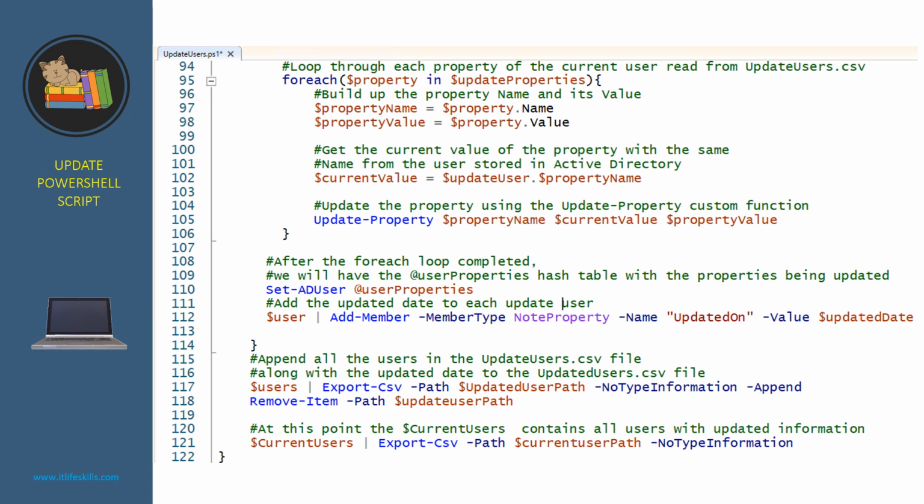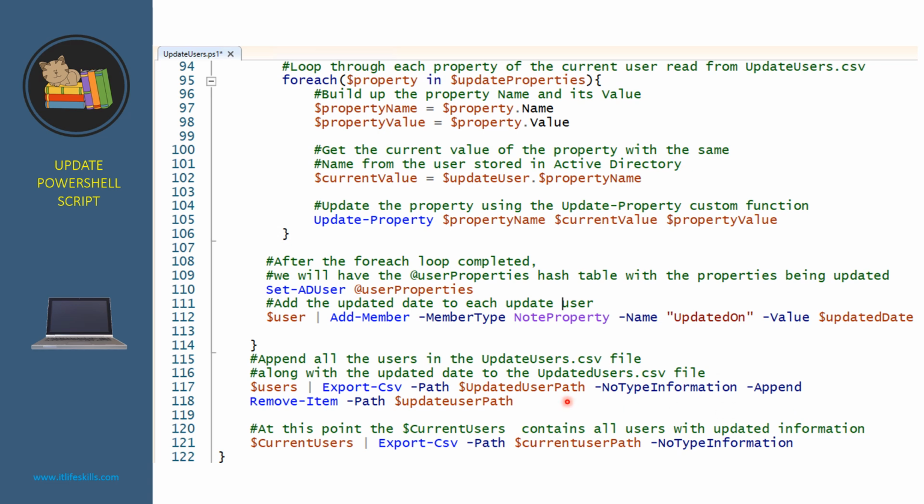Now, to add the updated date to each update user, we need to use the command Add-Member, and we add a new NoteProperty with the property name UpdatedOn, and the value is the updated date. Next, line number 117 appends all the users in the update users.csv file to the updated users.csv file. After that, the script removes the update users.csv file.